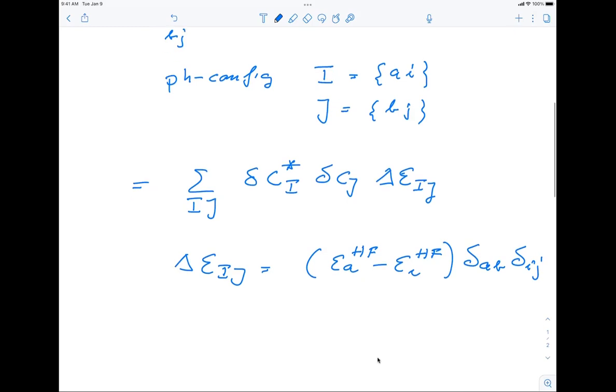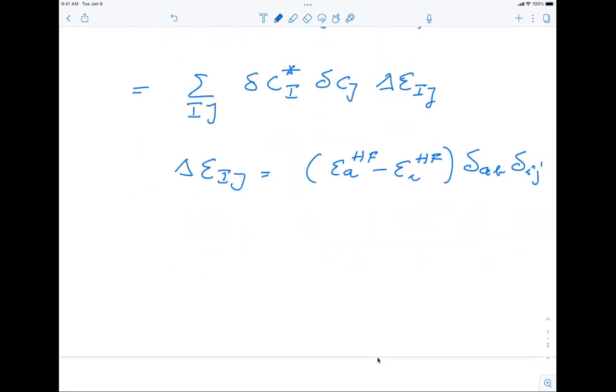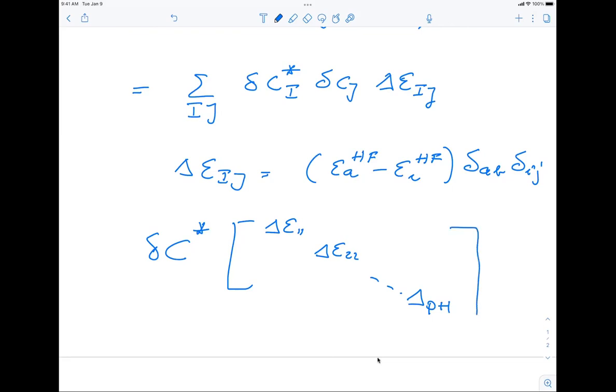So when you look at this one, the way you can rewrite this is in terms of the vector delta C. This sum here actually defines a matrix, and then I would have the different matrix elements here. Each one of them would correspond to a specific particle-hole configuration. So I would have a delta epsilon 1,1, I would have a delta epsilon 2,2, etc., all the way down to the number of particle-hole excitations which I have available. And this is then multiplied again with a vector delta C.